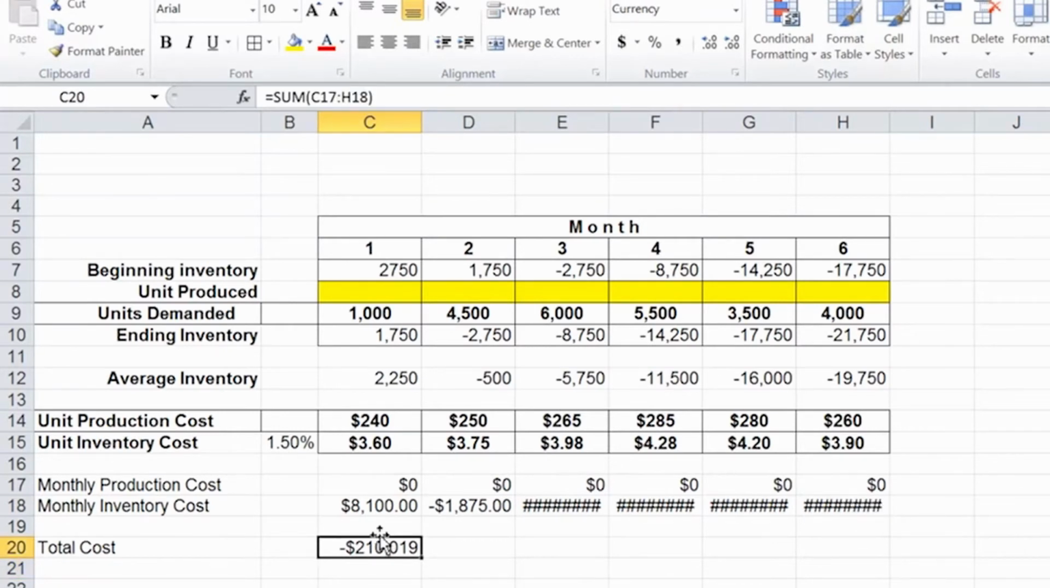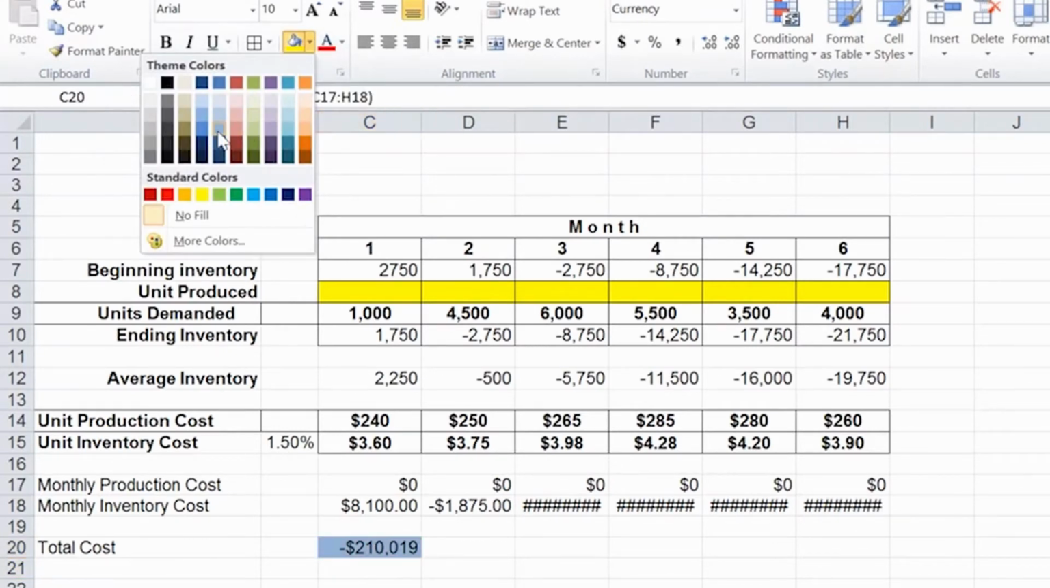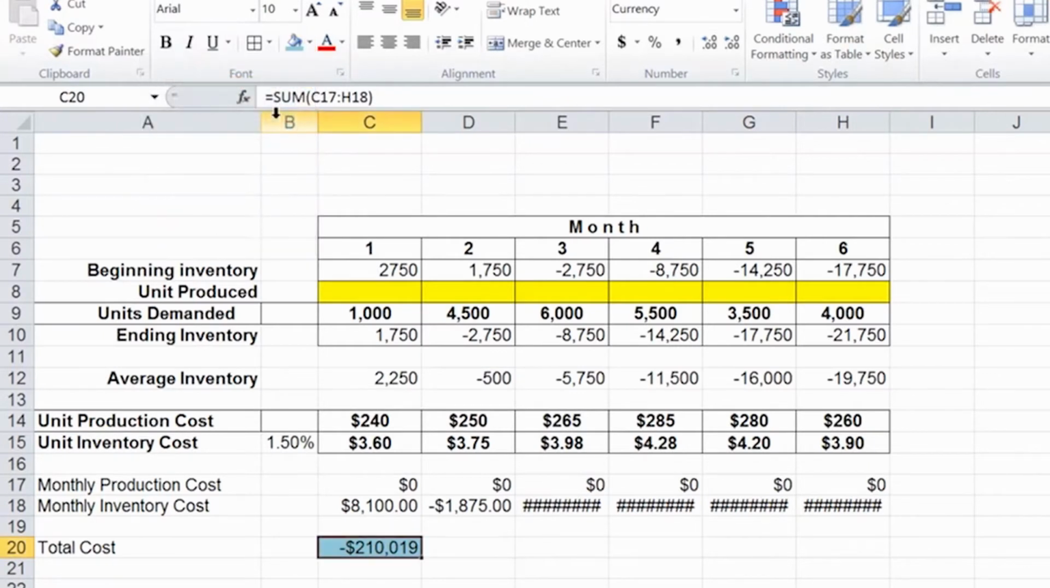Finally, we got our objective function. I'm going to highlight it. That's the objective. Now we'll take care of those constraints.